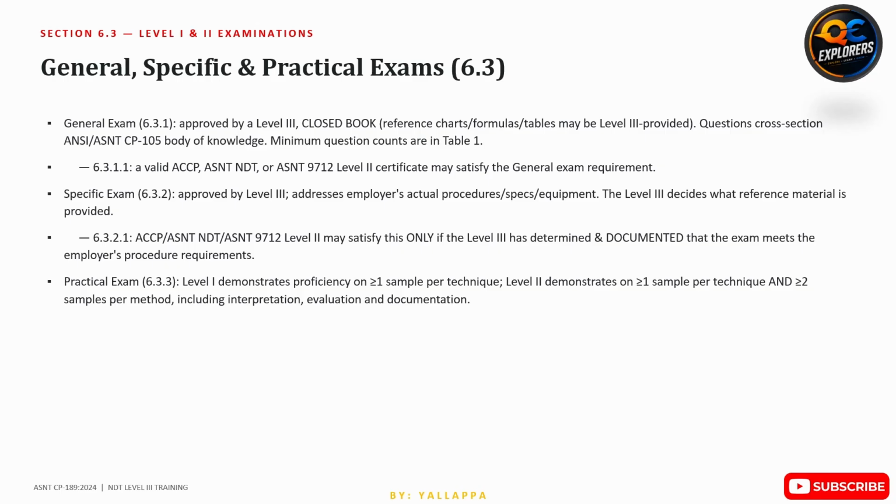Section 6.3.2.1 introduces another important provision. A previously completed ACCP, ASNT NDT, or ASNT 9712 Level II.